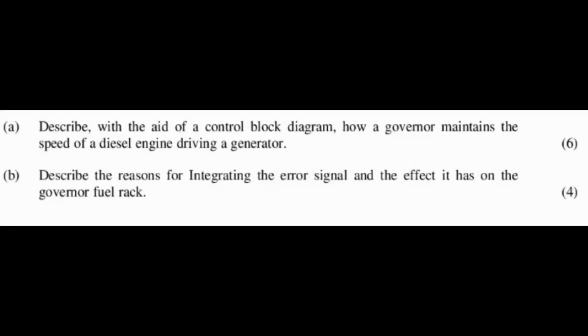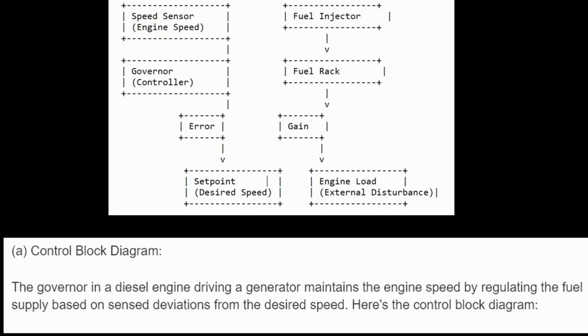A. Describe, with the aid of a control block diagram, how a governor maintains the speed of a diesel engine driving a generator. B. Describe the reasons for integrating the error signal and the effect it has on the governor fuel rack. The governor in a diesel engine driving a generator maintains the engine speed by regulating the fuel supply based on sensed deviations from the desired speed.